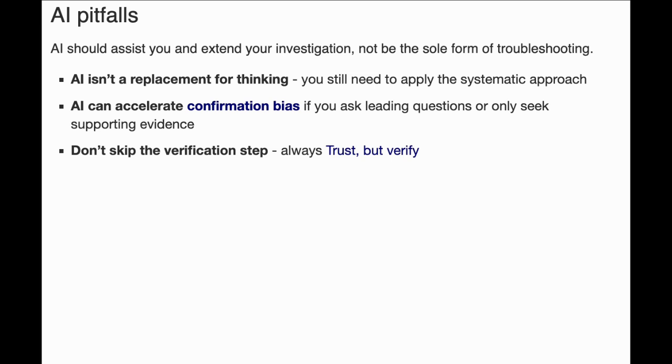Don't skip the verification step. Always trust but verify. AI can help gather information, suggest hypotheses, explain concepts, but you're still the one making the decisions, testing the solutions, and understanding the bigger picture. The moment you stop thinking and just follow AI's suggestions blindly, you're no longer troubleshooting.